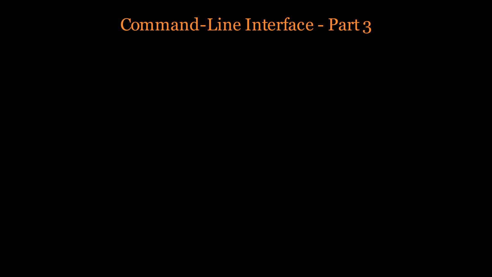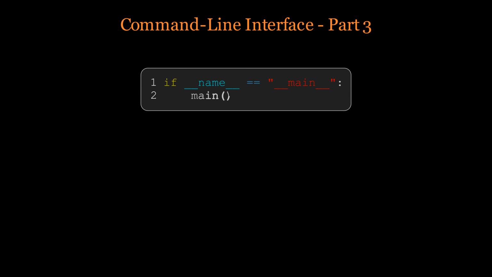Don't forget the Python idiom to make our script executable. This allows running the file directly. The if __name__ equals __main__ guard checks if the script is being run directly versus being imported as a module. If run directly, __name__ will be __main__. So we call our main function. This is a Python best practice that makes your code reusable as both a standalone program and an importable module.